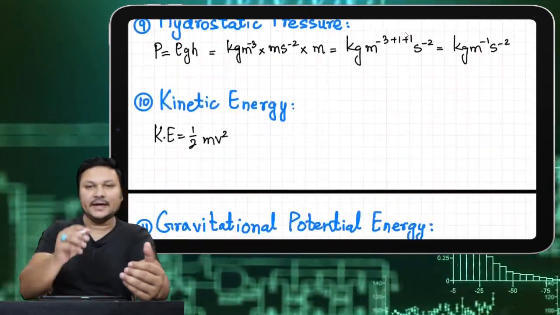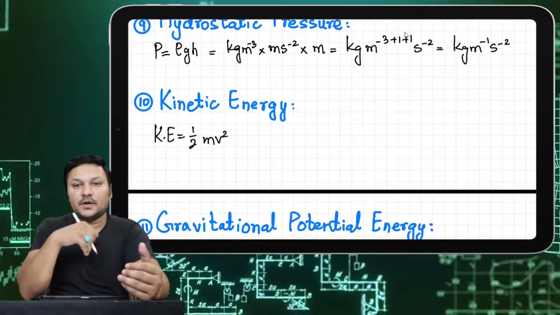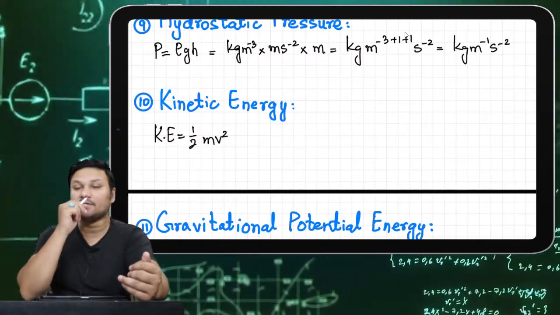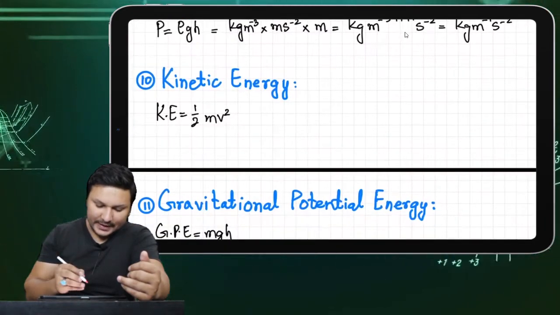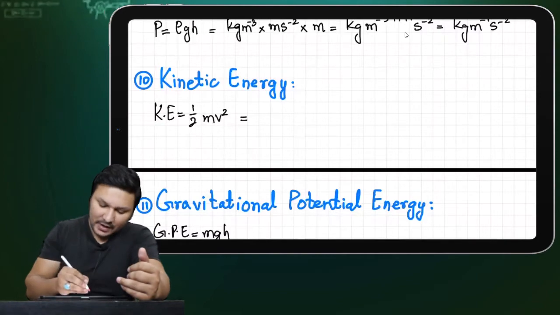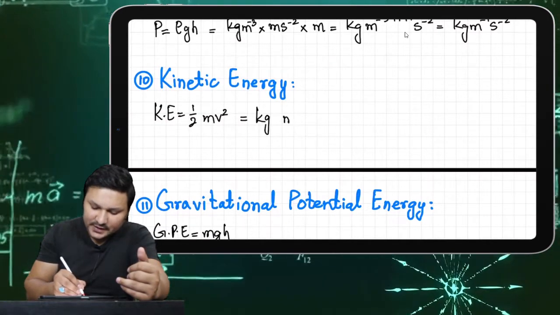Now here comes kinetic energy. Same like this, if you talk about kinetic energy and work, they have the same unit. And now we are going to prove that they both have the same unit. So let's discuss it. Kinetic energy equals half mv square. Half has no unit. So m is kilogram and velocity is ms minus 1.